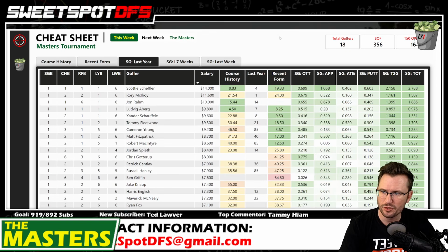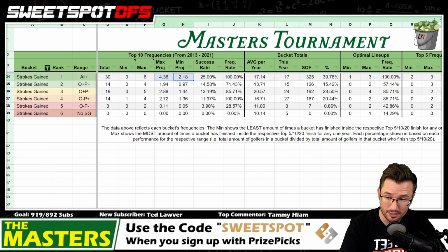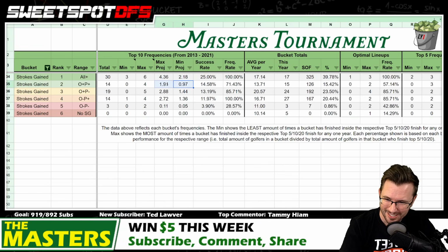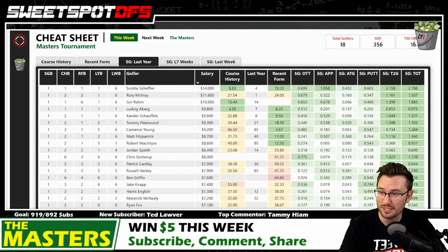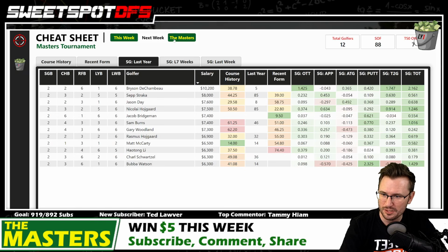Good exercise. I enjoy it. Spent way too much time on that bucket. So 2 to 5. Well, let's look at the other buckets. 0 to 2. This is going to probably be a 0 to 3 for strokes gained 2. Yeah, we spent way too much time on that. Strokes gained 2.